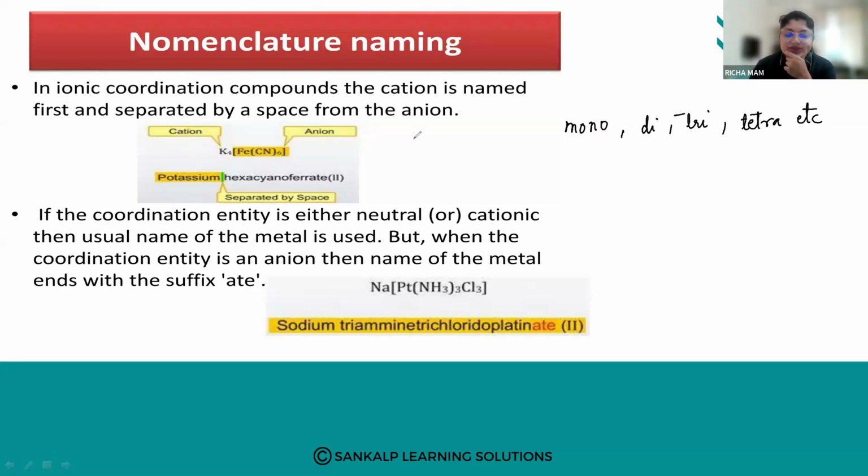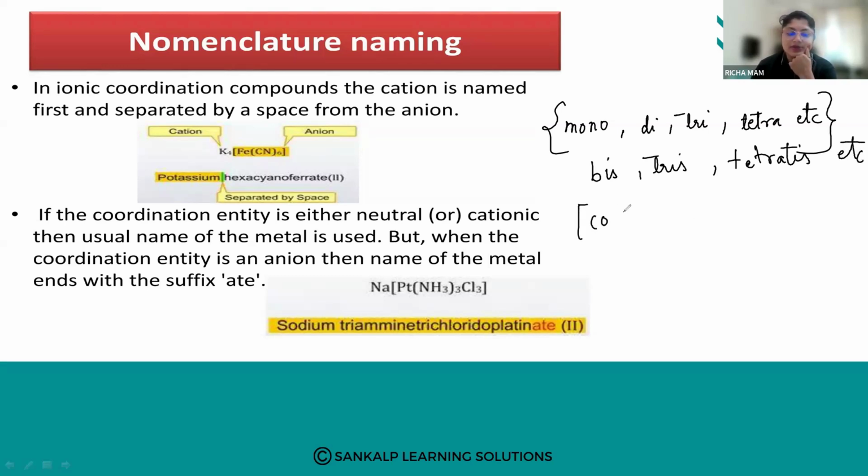Then the number of individual ligands in the complex ion is determined with these prefixes. When the name of the ligand itself includes a prefix like di, tri, tetra, then to avoid confusion, suppose some entities already have di, tri in their names, at that time we are going to use the prefixes bis, tris, tetrakis, etc. for naming the compound.